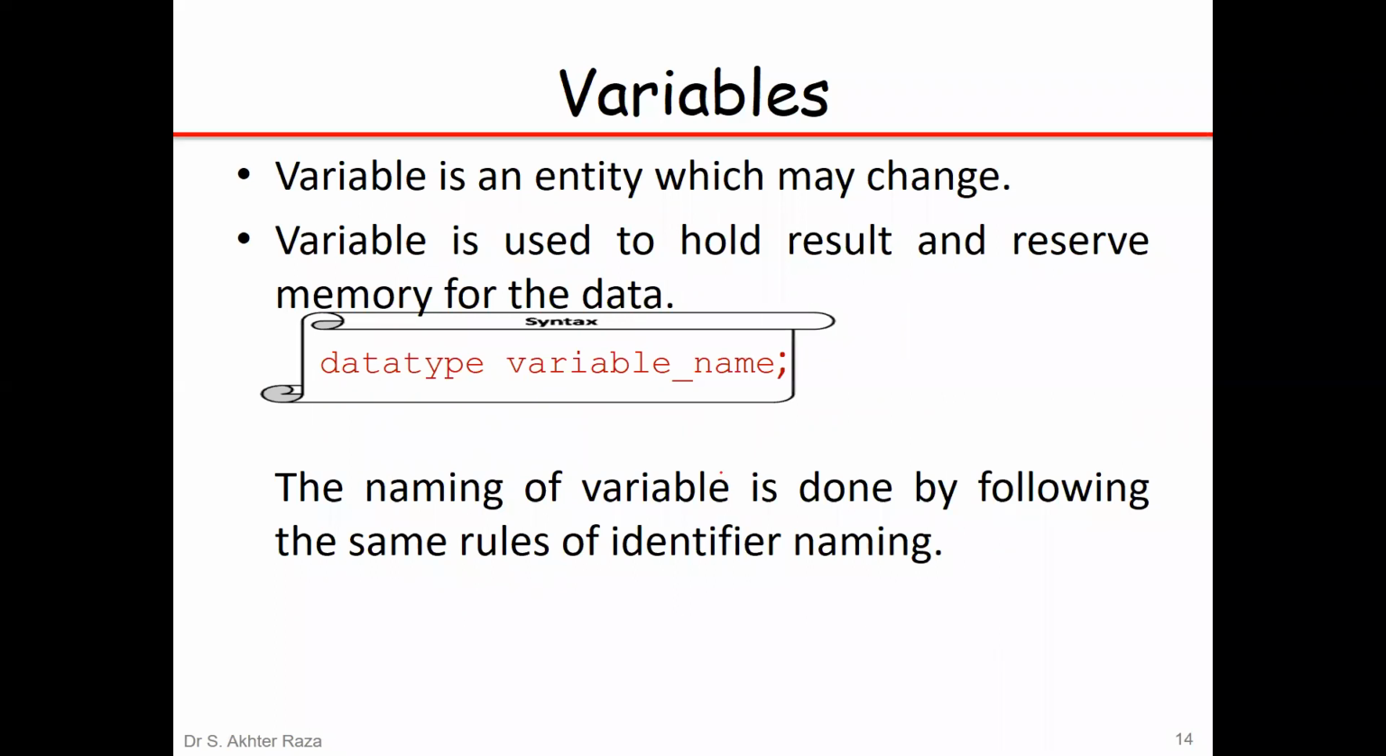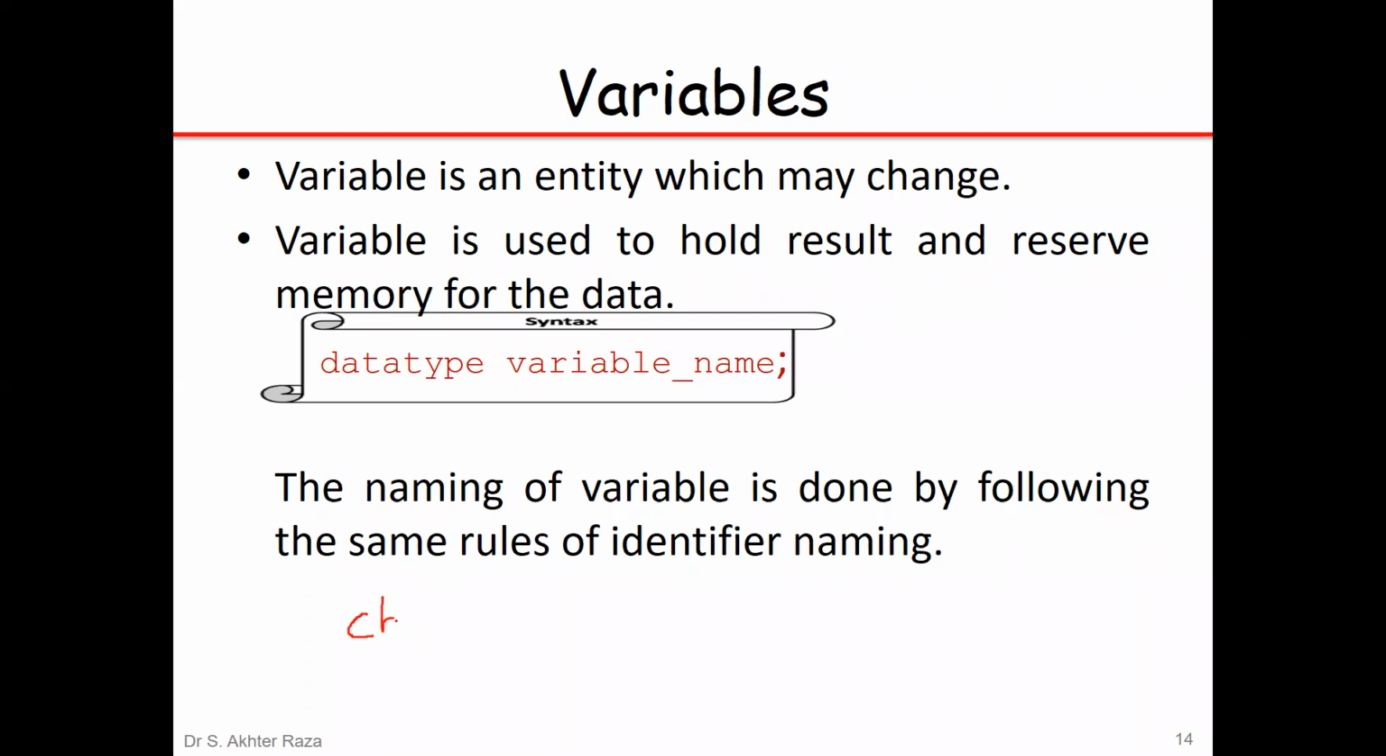Now, how are variables declared? So this is the format of the declaring statement. This is called a declaration statement. You have to define the data type, variable name, semicolon. Suppose I want to create a variable grade. The grade is a character constant.